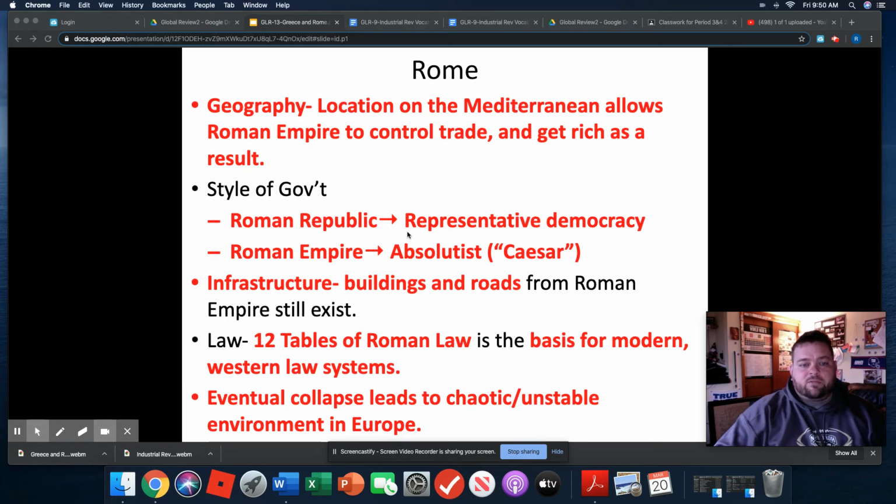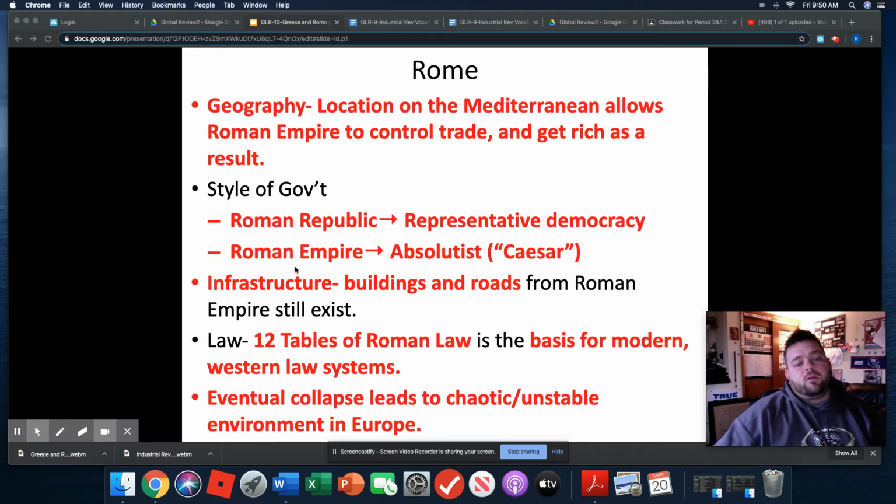In the beginning, it's run as a republic, so there's representative democracy. With style of government, we've got to tell this story in two halves. There's the republic, and then there's the empire. During the Roman Republic, it's representative democracy. So the citizens don't vote for themselves, but the citizens vote for representatives, and those representatives vote in their place. This is similar to large scale American politics for the most part. This is how we do it.